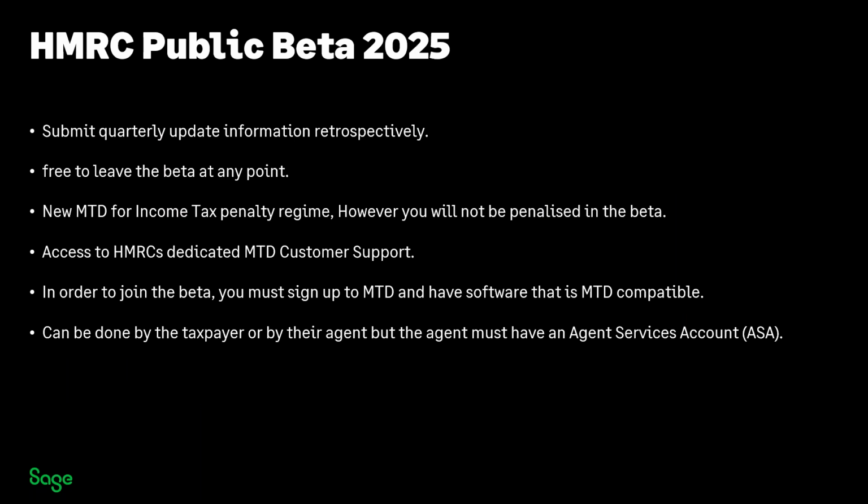If you join the beta, you will be subject to the new MTD for income tax penalty regime, as opposed to the existing income tax regime. So you're not going to get any fines or anything like this within the beta phase, because obviously it's the testing phase. And you know, we're only human, we're not necessarily going to get it right first time. So there's not going to be any fines or anything like that within the beta phase.